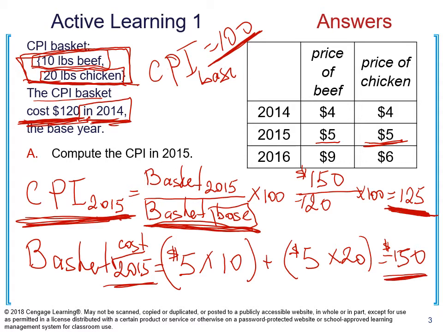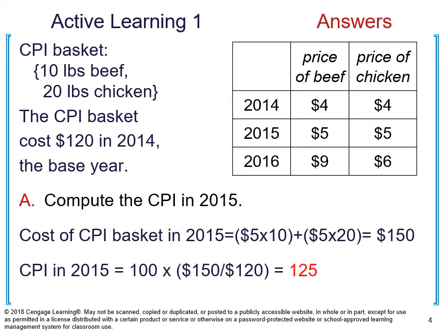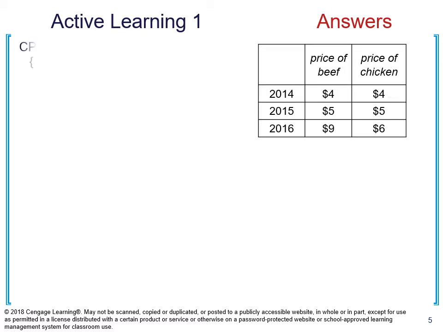And remember, consumer price index shows us how the cost of living of a typical consumer is increasing over time. So it means that for the typical consumer, the cost of living has increased, and in order to maintain the same lifestyle as the consumer had in year 2014, the consumer in 2015 needs to have more money in their pockets. So we calculated consumer price index for year 2015. The same answers are shown to us: $150 for the basket cost, 125 our index.